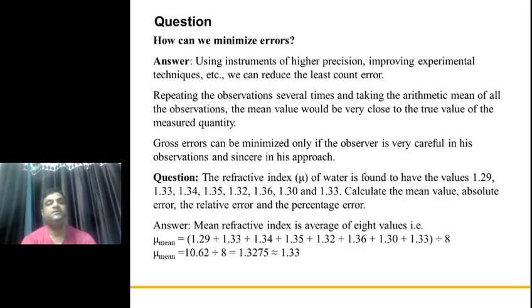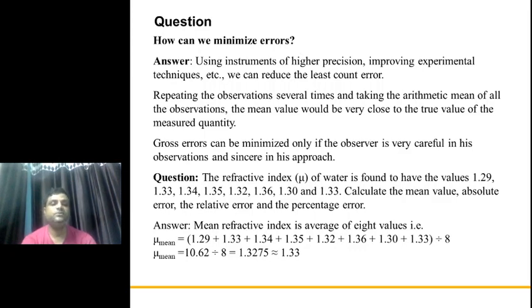Repeating the observation several times and taking the arithmetic mean of the observations, the mean value would be very close to the true value. That is the very simple procedure generally we adopt in the laboratory. In every laboratory, generally we take 4 to 5 readings and take the average of all the readings. That is also called the mean value. So that is a very simple procedure to minimize the error.